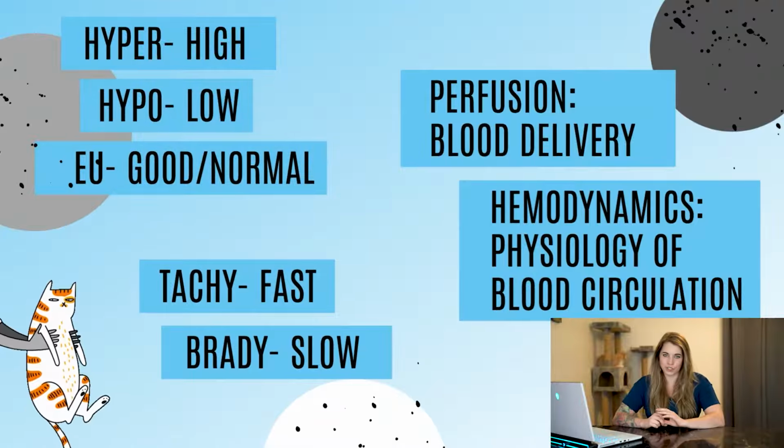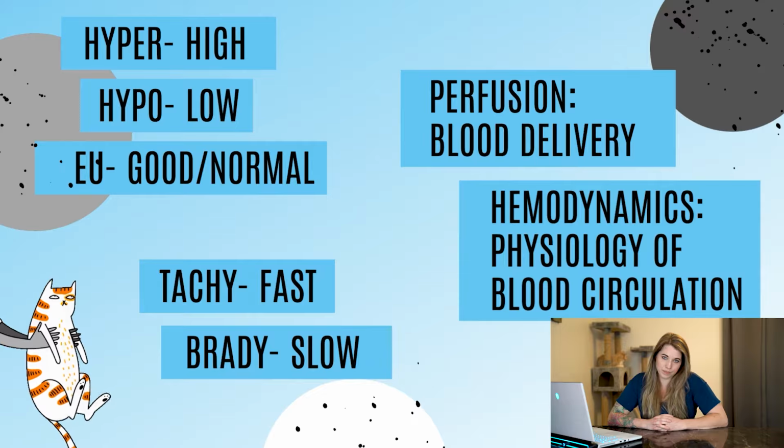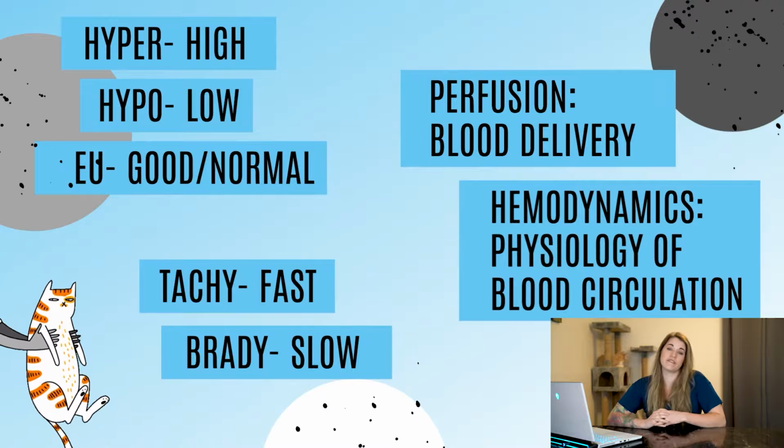At the beginning of each of my videos, I'm going to have a slide highlighting key terminology that I'll be using throughout the video. For today's video, our key terms are mostly prefixes. They're going to be hypo, which stands for low, hyper, which is high, brady, which is slow, tachy, which is fast, and perfusion, which is the term for blood delivery to tissue and organs, and hemodynamics, which is the physiology of perfusion.